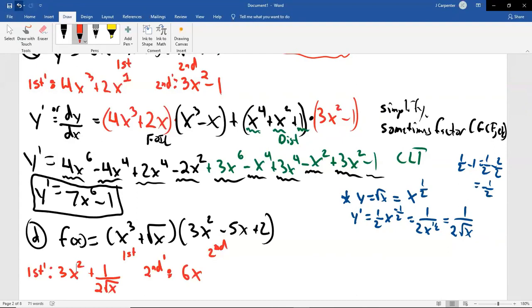Then we have the minus 5x term. That's linear, that's a special case. So the derivative is just the coefficient, it's just the minus 5. Then for the 2, that's a constant, that's the other special case. The derivative of a constant is nothing. That's a horizontal line. Horizontal lines have a slope of 0. So that's the derivative of the second.